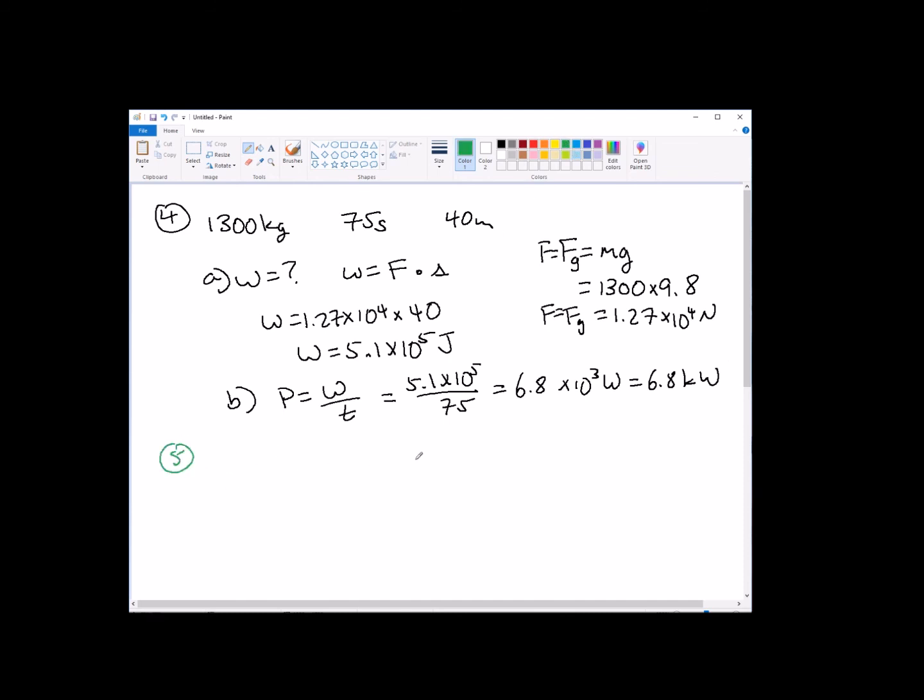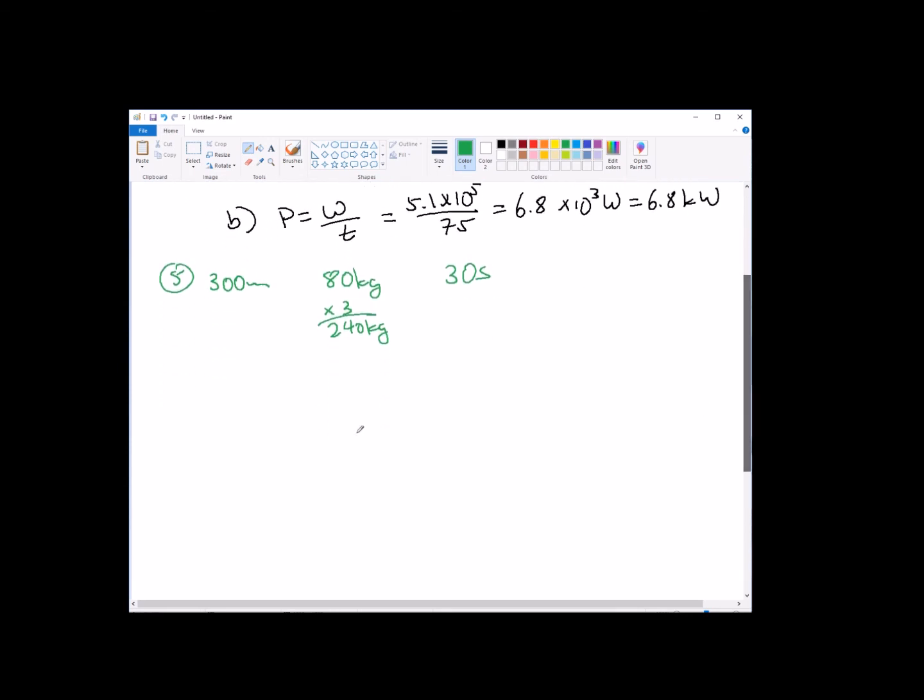Number 5. A chairlift is transporting skiers to the summit of a 300-meter mountain. So 300-meter mountain. The average mass of a skier, including equipment, is 80 kilograms. The chairlift can transport 3 skiers to the summit every 30 seconds. So 30 seconds. So this should actually be times 3, which is 240 kilograms every 30 seconds.